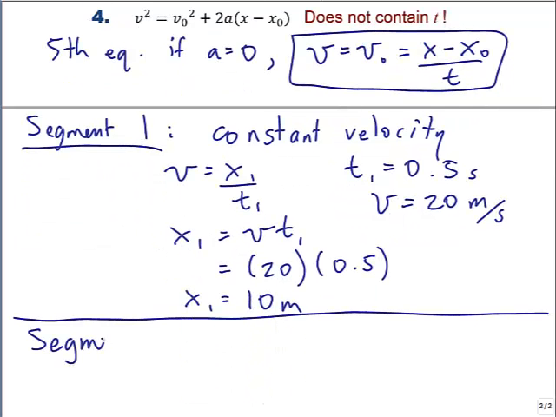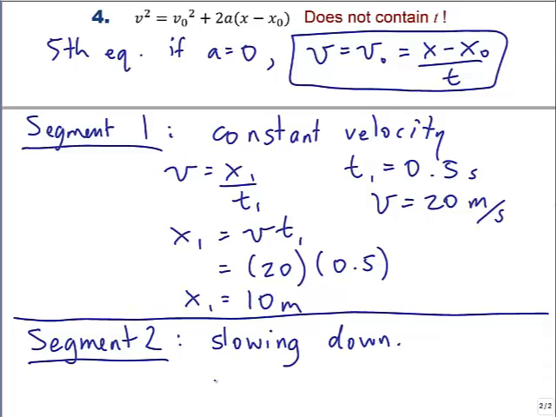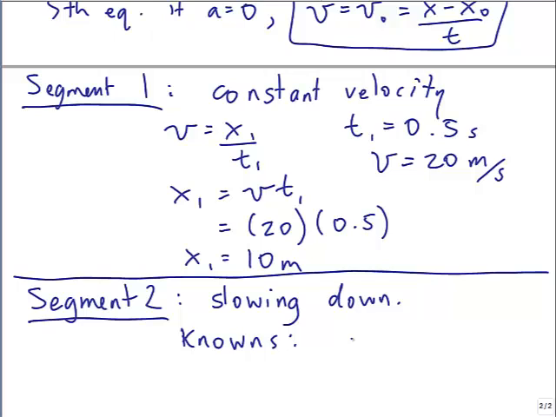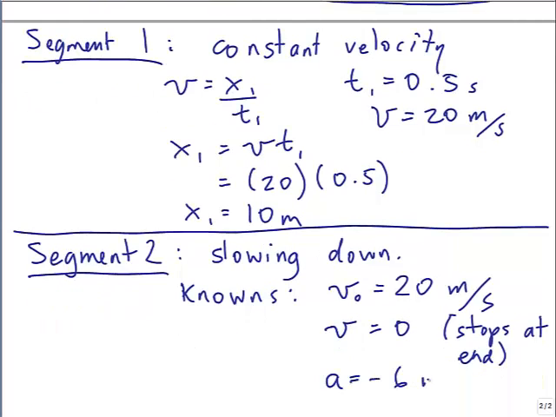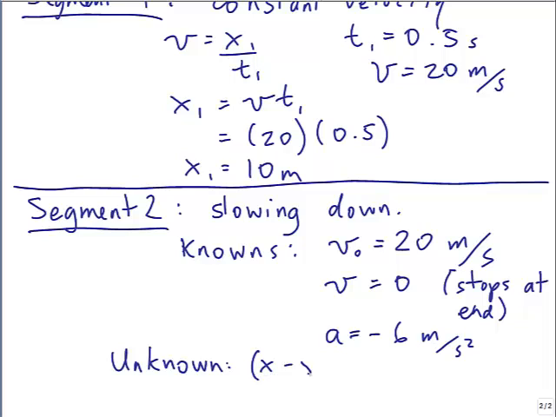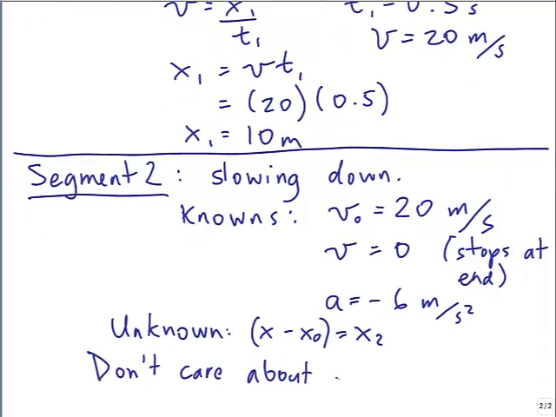Segment 2 will be your slowing down. So let's make a list of the knowns. You start off with 20 meters per second. You end when you stop the car, so v stops at the end. And your acceleration is minus 6 meters per second squared. And the unknown here is how far you go, x minus x sub 0. We'll call that x2. And the thing that we don't care about is how long it takes you to stop. It's just whether or not you hit the cat.